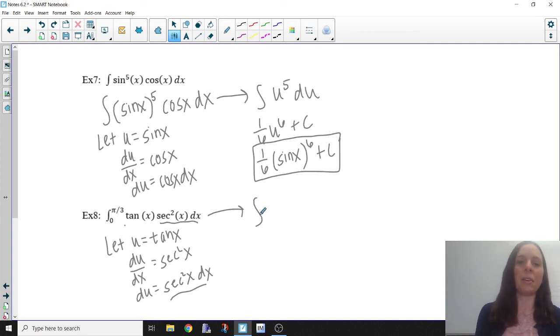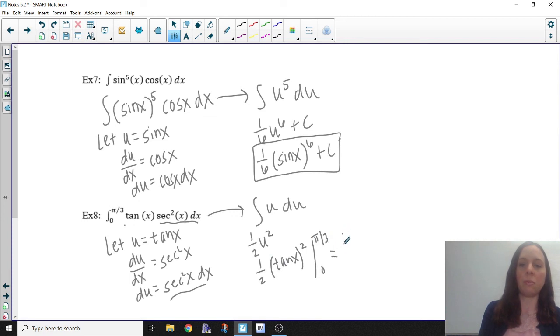Okay, so here's what I mean. I'm not going to use the 0 and pi over 3, but I'm going to change this integral to the integral of u du. The antiderivative of u is 1/2 u squared. I'm not going to put a plus c on it. I'm just going to change it back to x form now, which is 1/2 tangent x squared. And now I'm going to evaluate from 0 to pi over 3, which remember means subbing in pi over 3, the upper limit of integration, minus subbing in the lower limit of integration, 0.